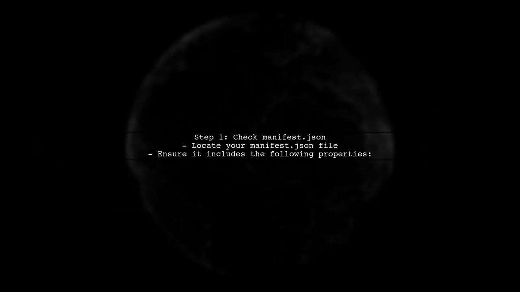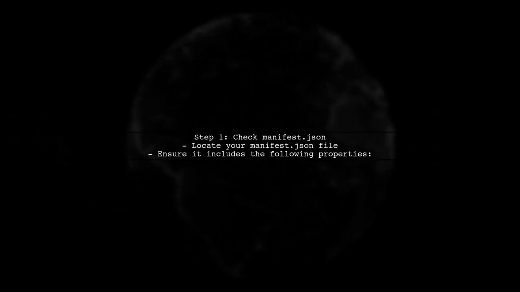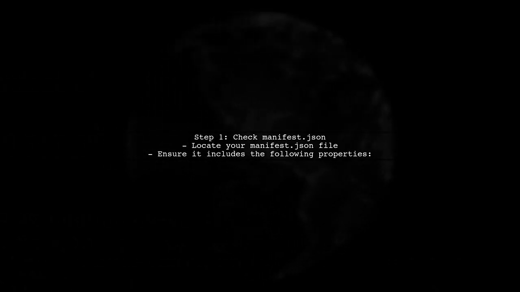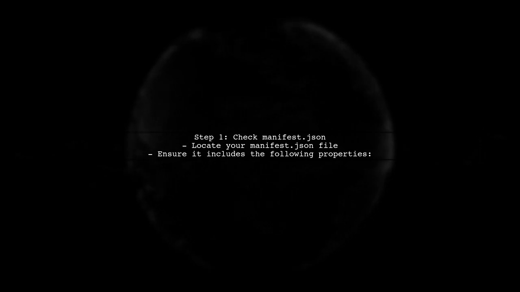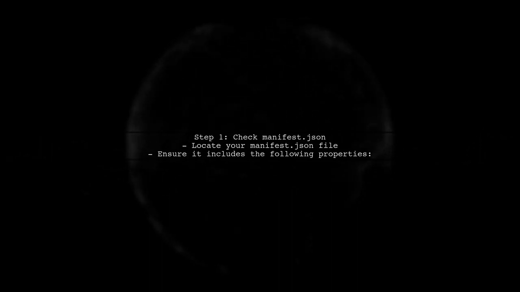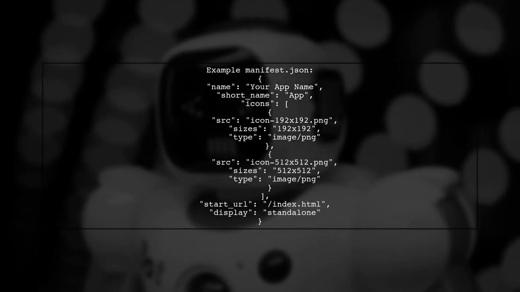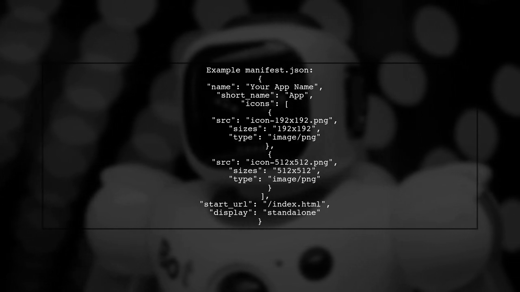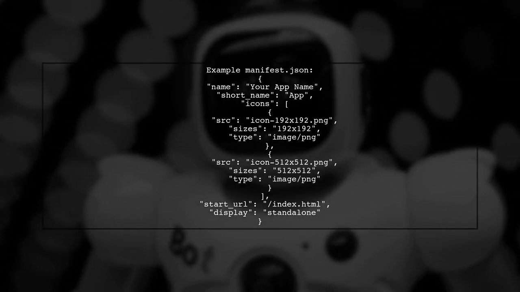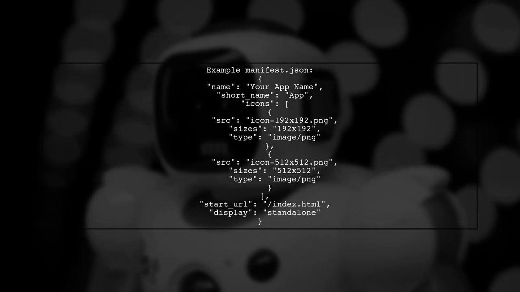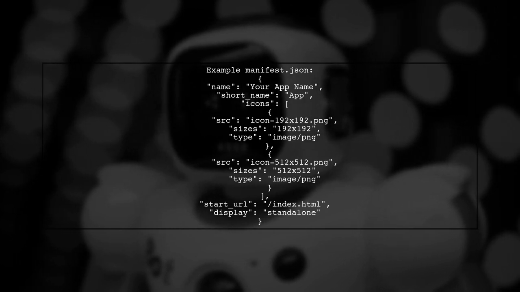To remove the Chrome logo from your PWA app home screen link, we need to understand how progressive web apps are configured. The first step is to check your manifest.json file. In your manifest.json, make sure you have the icons property defined. This property specifies the icons that will be used for your PWA. If you want to replace the Chrome logo, you can provide your own icon here.